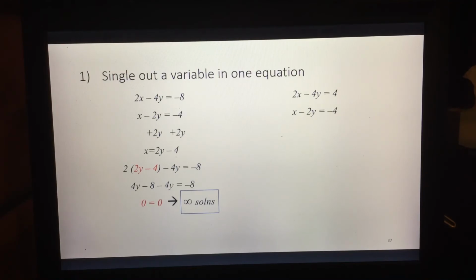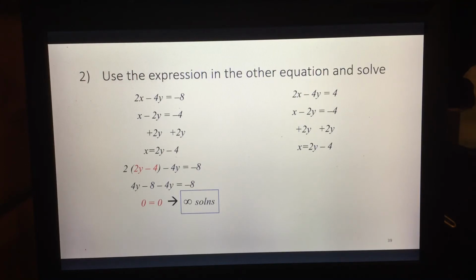If you haven't noticed already, my second equation has always been, for all of our examples, the same equation. So I'm going to skip ahead to the solution, x equals 2y minus 4. And then go to the second step. So remember the second step starts with a U. Use the expression in the other equation and solve. So I'm going to take the 2y minus 4 and put it in the first equation. 2 times the quantity 2y minus 4 minus 4y equals 4.